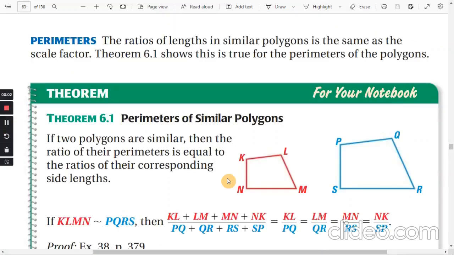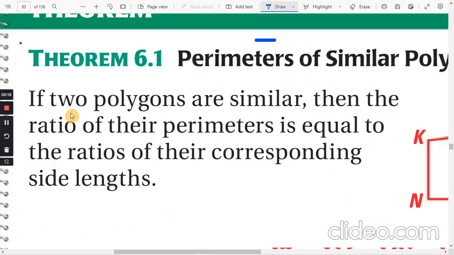Okay, continuing with chapter 6.3, the ratios of lengths in similar polygons is the same as the scale factor. So theorem 6.1 shows this is true for perimeters of polygons. Let's take a look. Okay, if 2 polygons are similar, then the ratio of their perimeters is equal to the ratios of their corresponding side lengths.